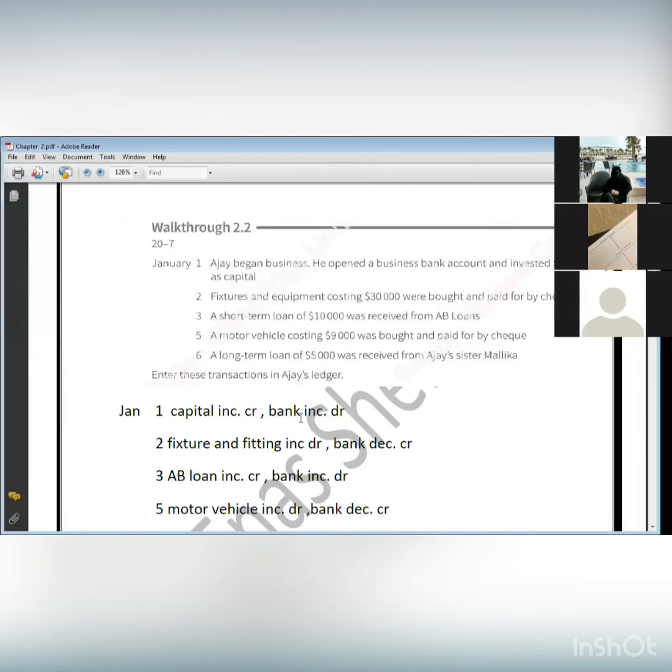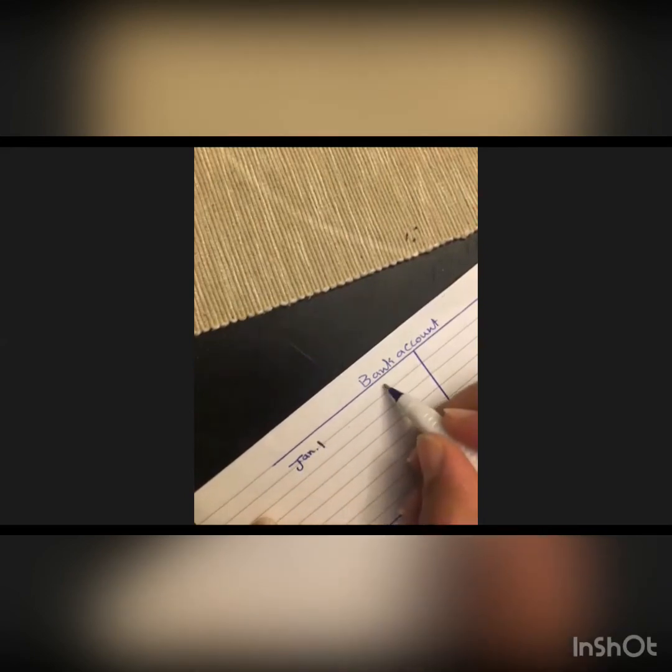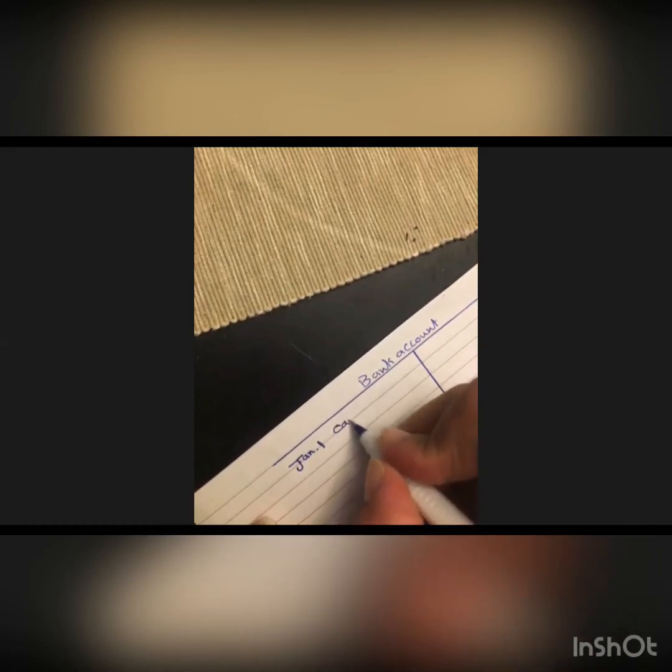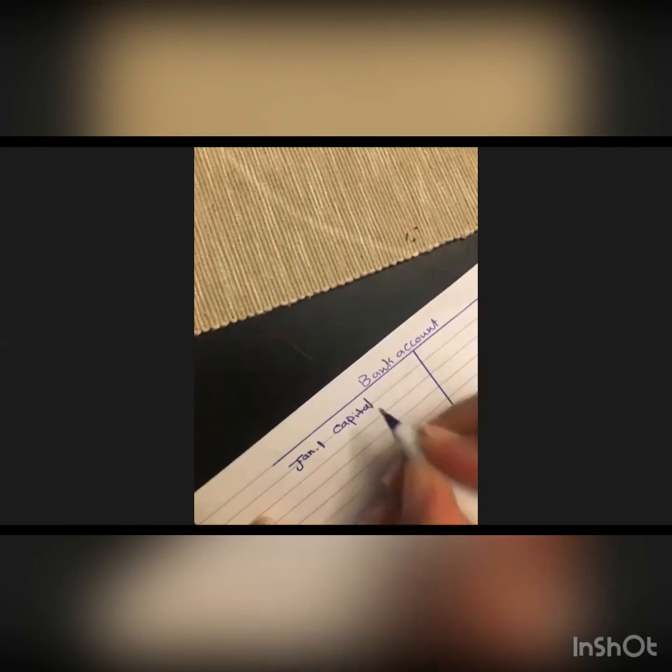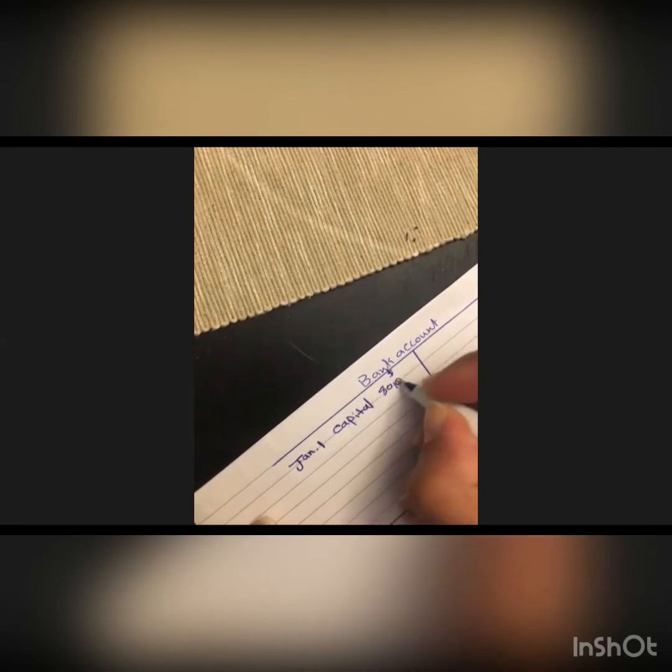Okay? How will I do this? I said that the bank will be debit. So on Jan 1, we said we have to write two pieces of information. Jan 1. We said the two accounts are bank and capital. So under bank, I will write the name of the other account, which is capital. The second thing, what's the third thing? The dollar value of the amount, which is $80,000.